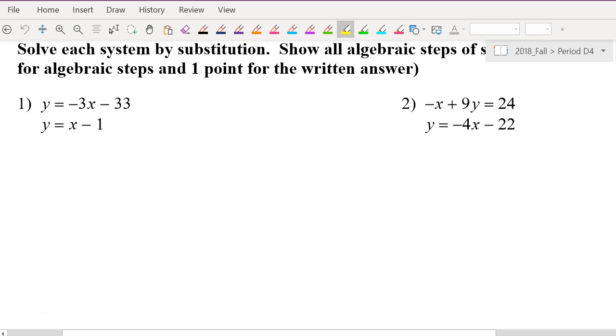All right, how do we set it up? How do we set it up, sir? All right, so this one is pretty simple. We just put the x minus 1 on the left side of the equation. Right, so we put x minus 1 inside where y is, and that gives us what, sir? x minus 1 equals negative 3x minus 33.